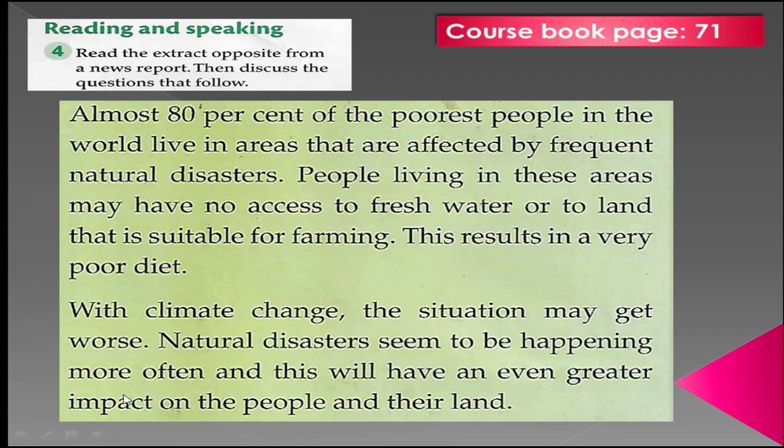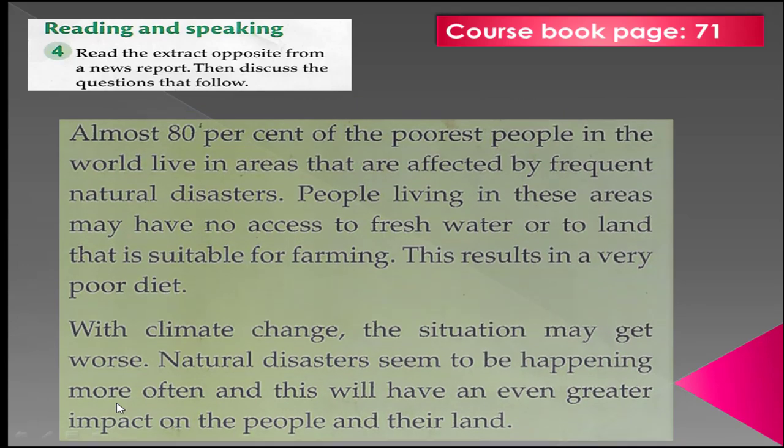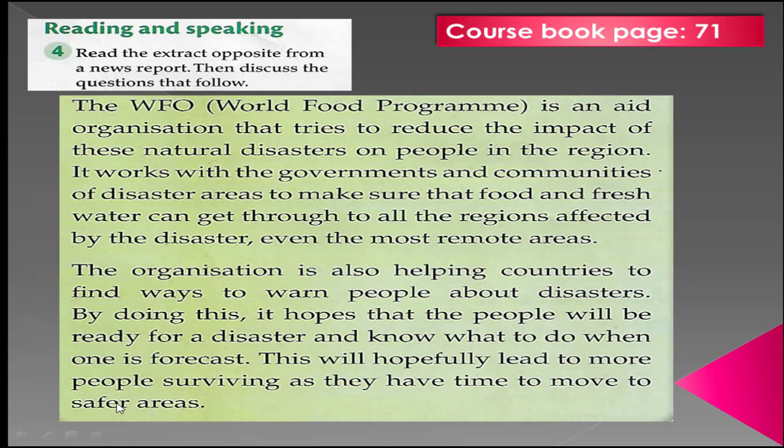Here we have impact. Now, even greater impact on the people. Impact here means the effect of the natural disaster on people. We call it impact. The next part of this reading task, here we have the word remote. Remote means very far, most remote areas. The remote areas means the far areas.